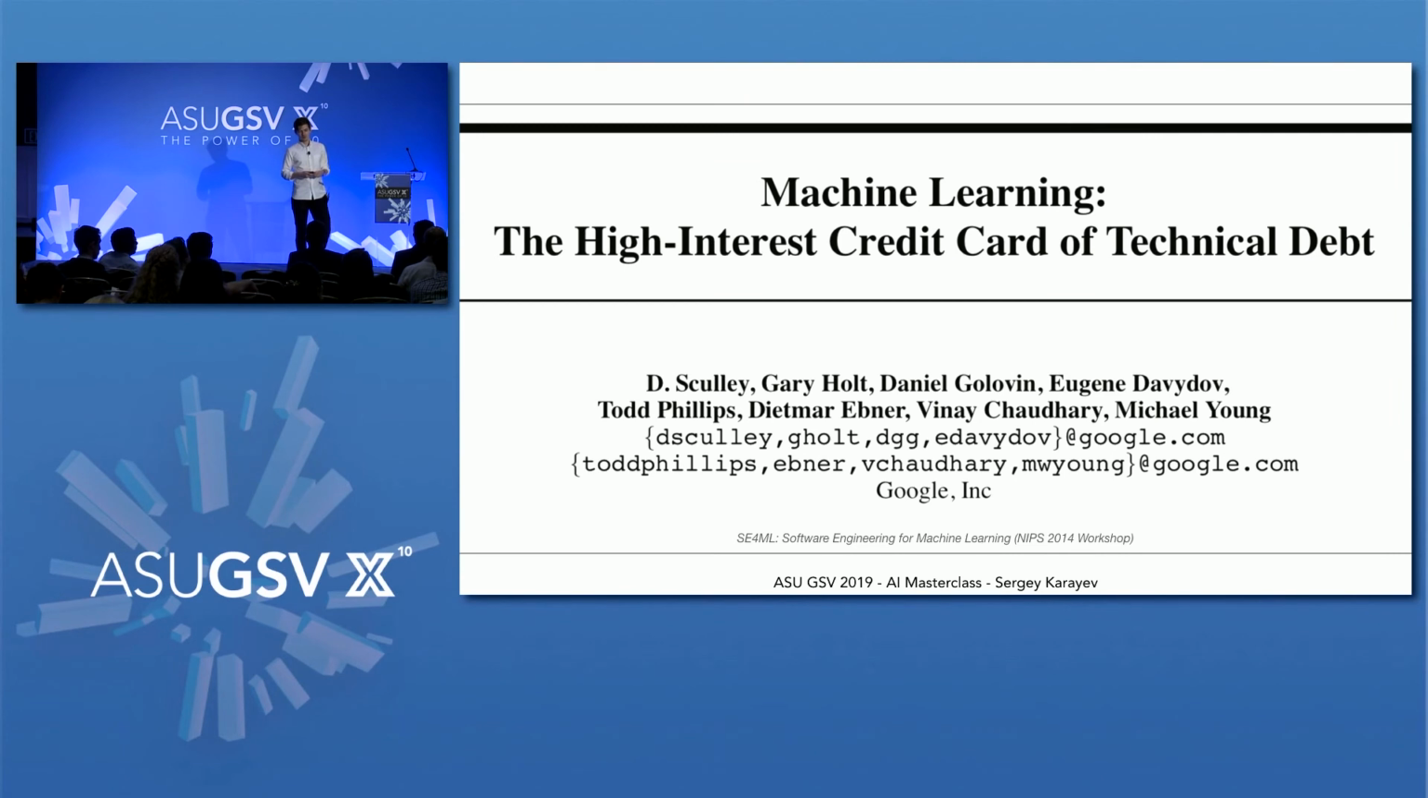And for this reason, Google has also called machine learning the high-interest credit card of technical debt. Technical debt being the idea that we can ship features to users quickly, but by taking on debt that we will have to pay off eventually. And machine learning is a great way to rack up a whole bunch of debt in a very short time.